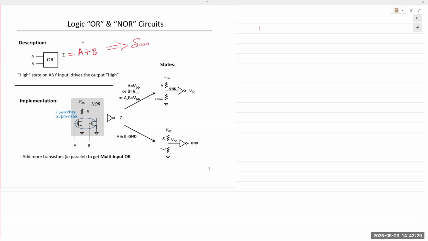But as a quick reminder, the OR gate truth table, A, B, and Z: 0, 0 gives 0; 0, 1 gives 1; 1, 0 gives 1; 1, 1 gives 1. For an OR gate, the output goes high if even a single input is high. If you look at the configuration of the transistors, we can see why.